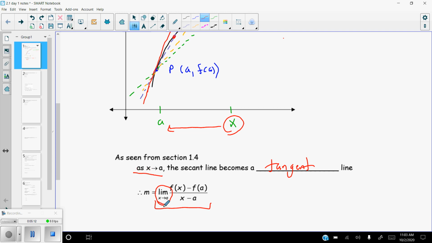So as I let that distance between x and a become so small that we can't even tell the difference, we are taking the limit as x approaches a, not x equaling a, but as x approaches a of the secant slopes. That's going to become the slope of the tangent.